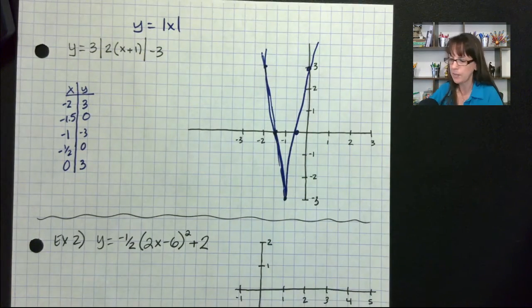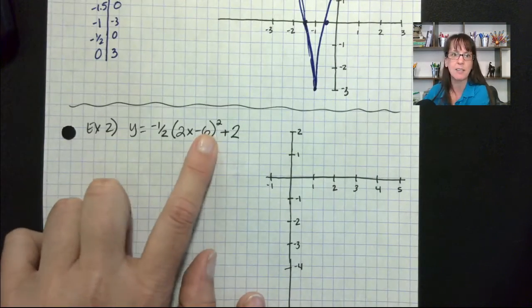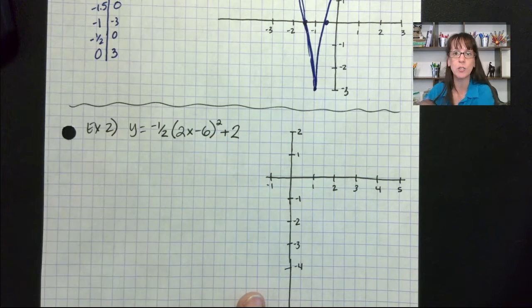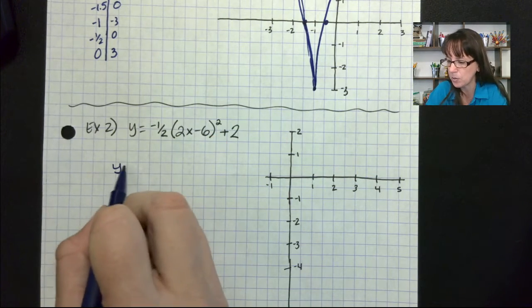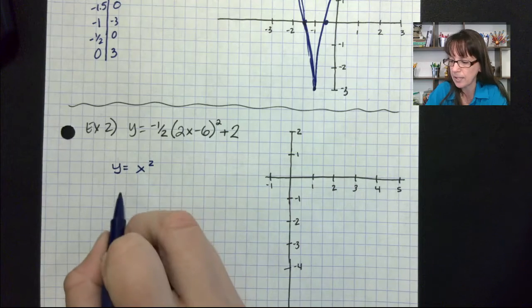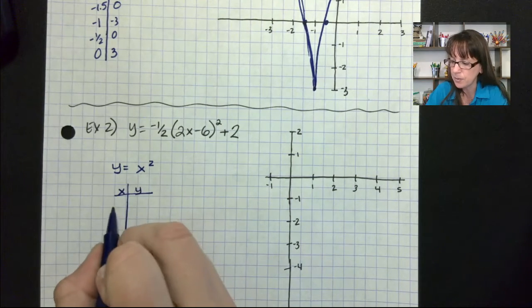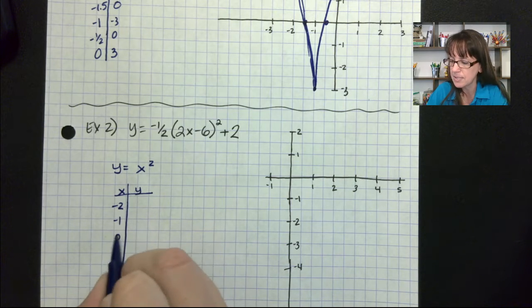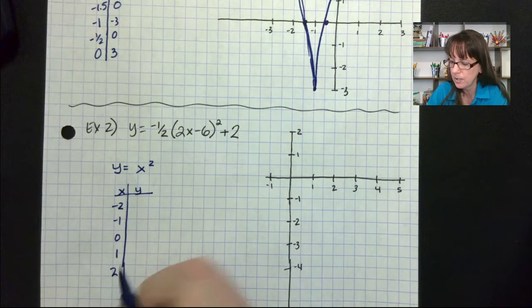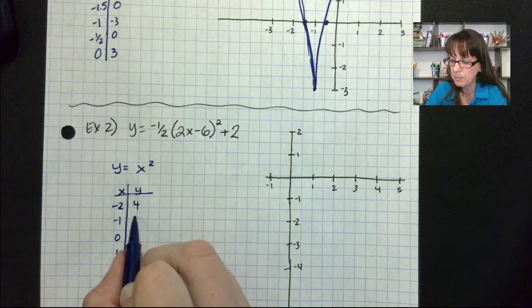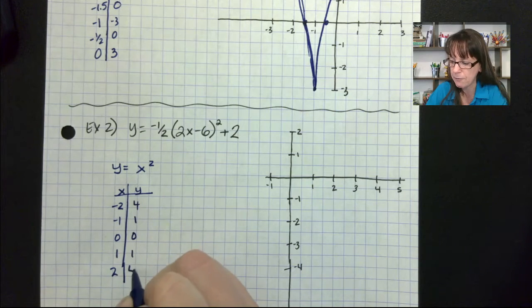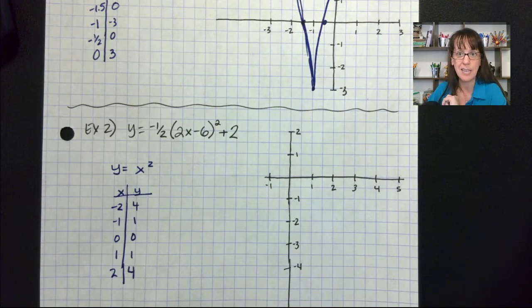So now you know. Looking at this one though, you'll see that we find our x and it's squared. So our parent graph is going to be y equals x squared. And so we go back and we look at our xy chart for that guy. If we do -2, -1, 0, 1, and 2, we would have 4, 1, 0, 1, and 4. Okay, we're going to do the same order for these ones.